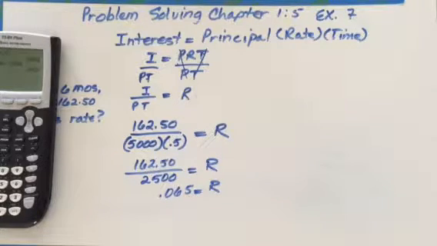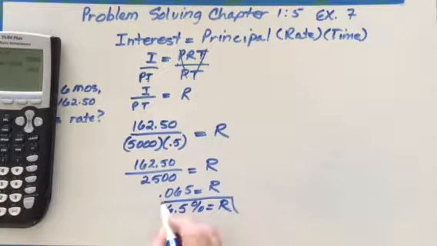Now how do I write that as a percentage? Is that 65%? I wish. No, that's not 65%. That's only 6.5%. So I write it like this, 6.5% is my rate. And that's how you solve that problem.